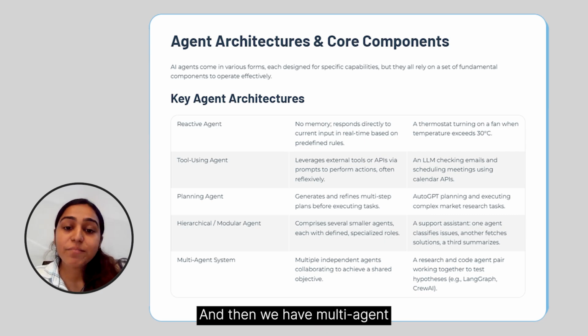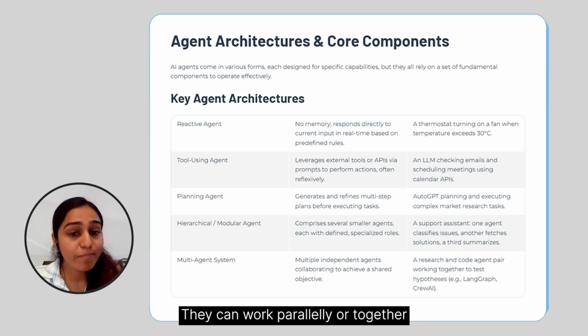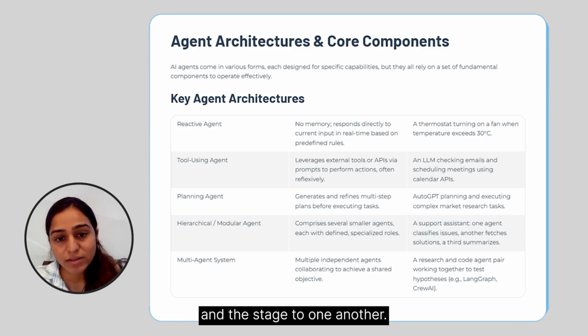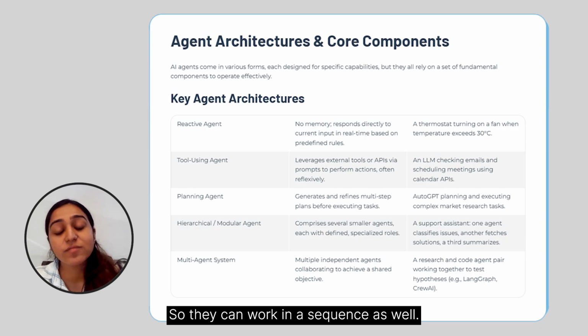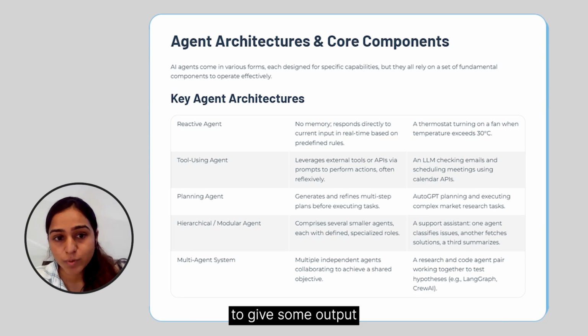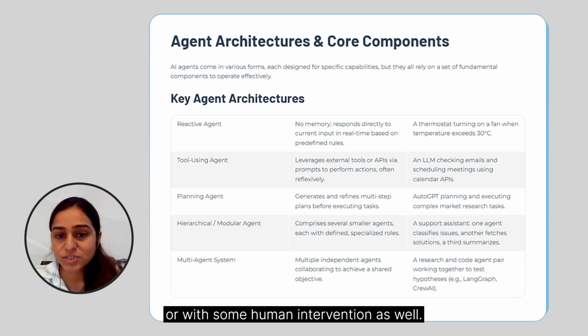And then we have multi-agents or multi-agentic architecture, where multiple agents work together as team members. Here, there is no manager or sub-agents type of hierarchy. They can work parallelly or together, where they can share the inputs and the states with one another. So, for example, the output of one agent can be an input to another agent. So, they can work in a sequence as well. And they work collaboratively to give out some output which is requested by the user. So, they can work entirely autonomously or with some human intervention as well.